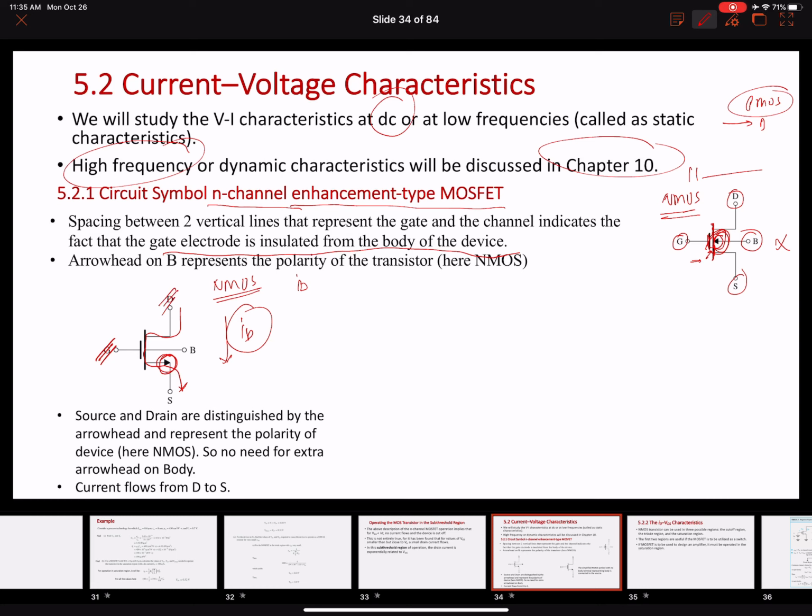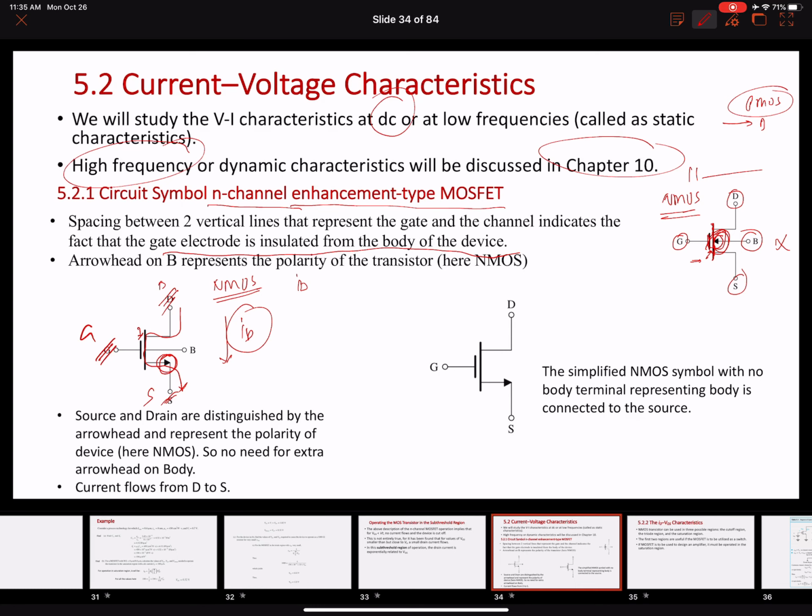So even if these symbols are not there, you can still figure out what these symbols are, right? So this separation of the electrode and the channel is a gate terminal. Wherever you will see an arrow, it's a source terminal, and the remaining terminal is a drain terminal, and the body terminal is usually not shown, right? So this is a more simplified representation of the NMOS transistors, and you're going to see this more and more often in the circuit examples that we will do.